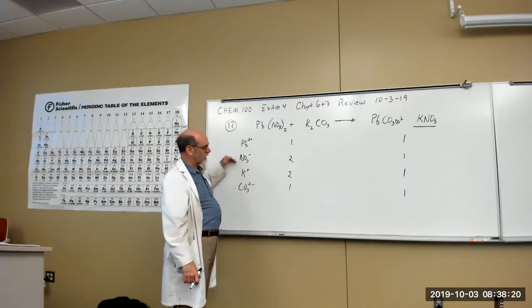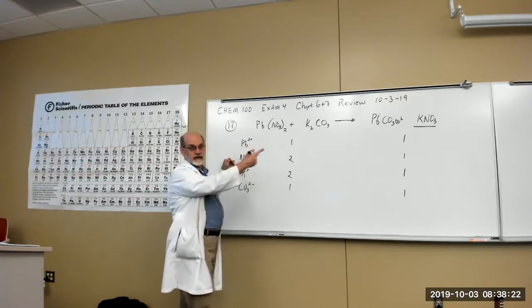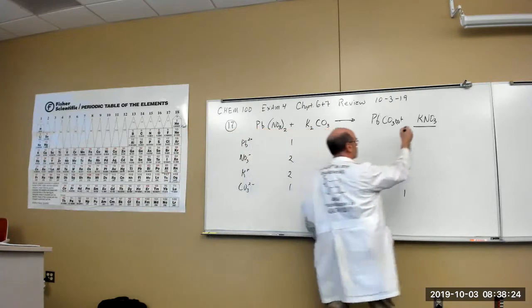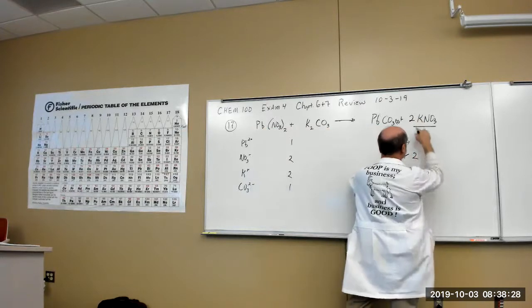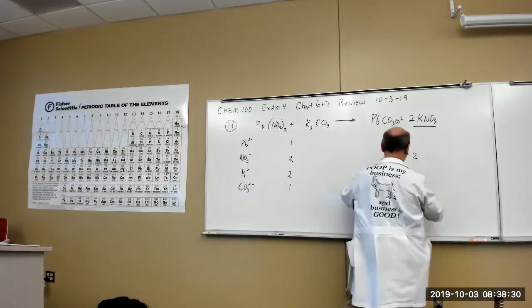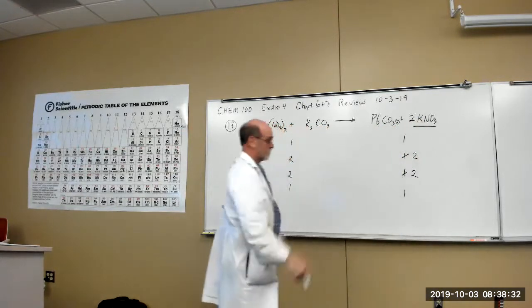So how do we balance the nitrates? We need a 2 over here, right? So that gives us 2 nitrates and 2 potassium. And we're done.